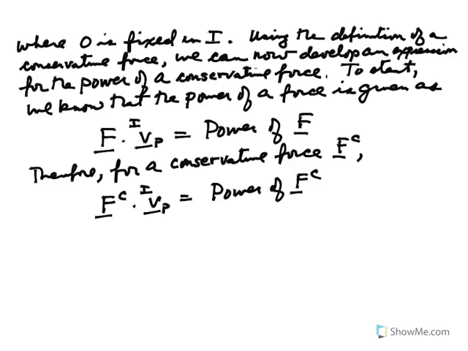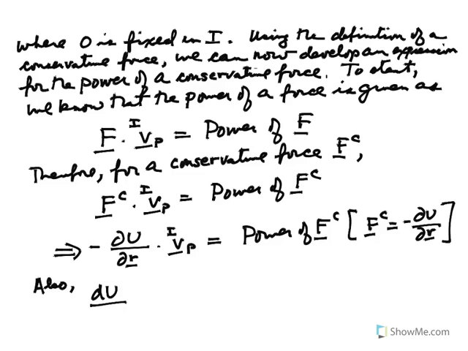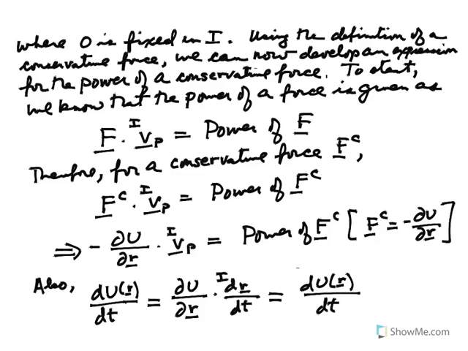Now, we also know that F C is equal to minus partial of U with respect to R. So this says that minus the partial of U with respect to R dotted with V P in I is equal to the power of F C, because F C is equal to minus the partial of U with respect to R, which is what we already described. Now, we also know that the rate of change of U, because U is a function of R, is equal to the partial of U with respect to R dotted with dR dt in I, where I've arbitrarily taken the rate of change in reference frame I because U is a scalar function.